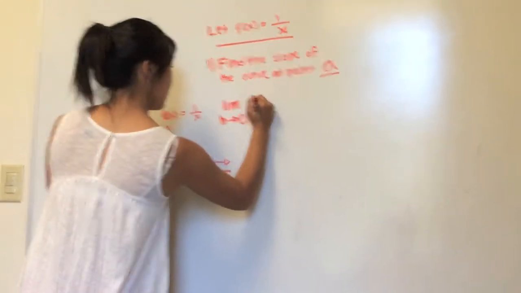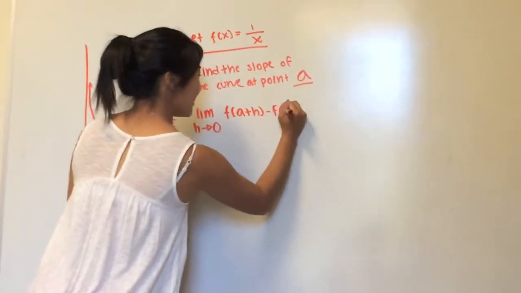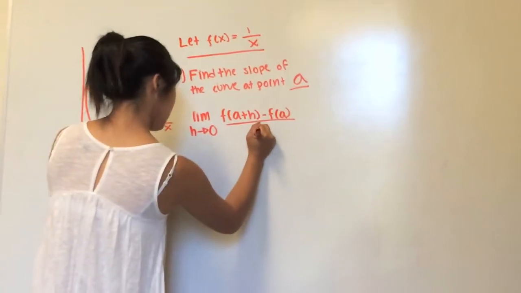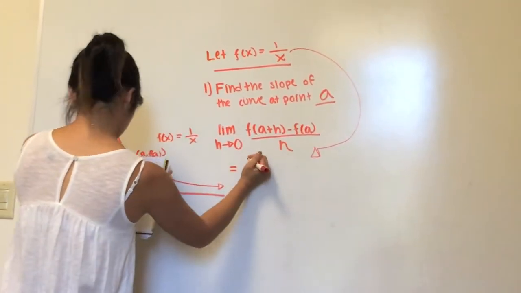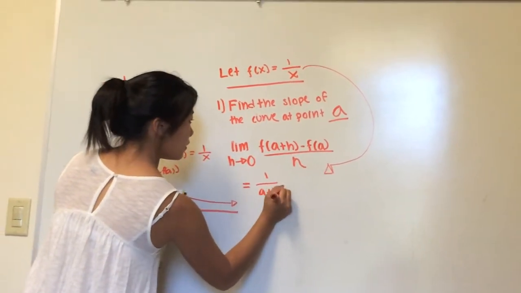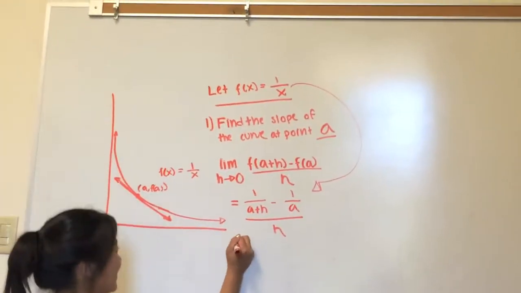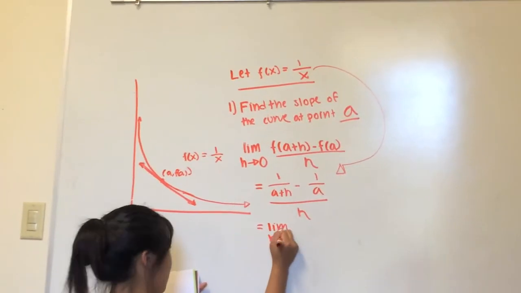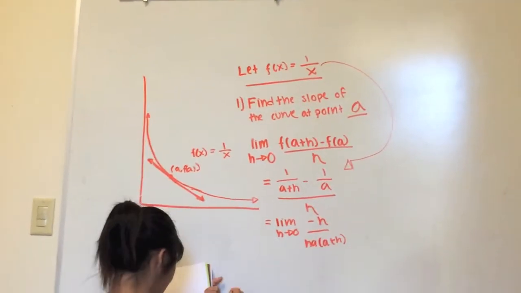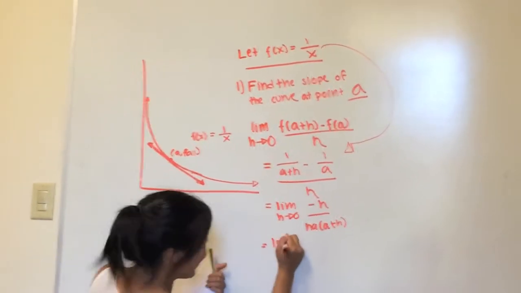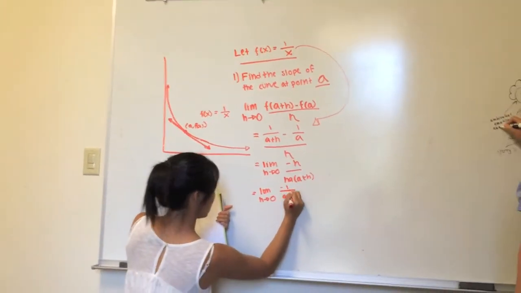Here's the formula we're going to use to find the slope at point A. And that is, as h approaches 0, f of a plus h minus f of a, all over h. Now we're going to plug in f of x again, which is of course 1 over x, and plug in a plus h and a into that value, and we end up getting 1 over a plus h minus 1 over a, all over h. Now we're going to simplify that down until we get our final formula, which is going to be negative 1 over a squared.